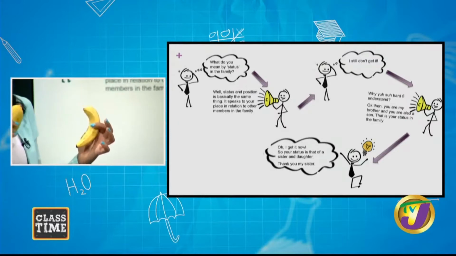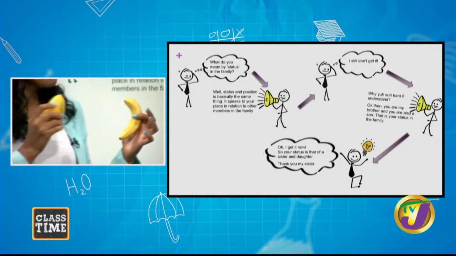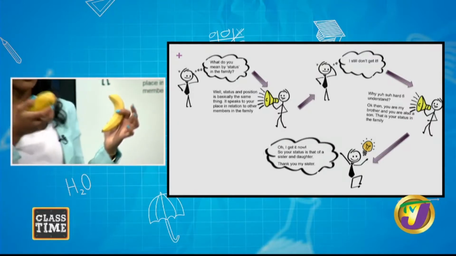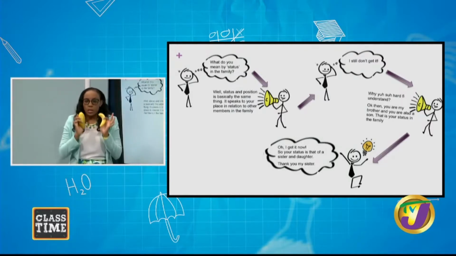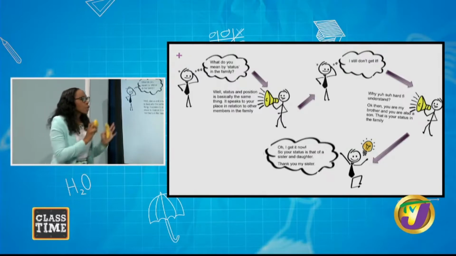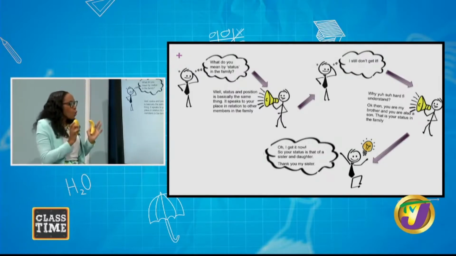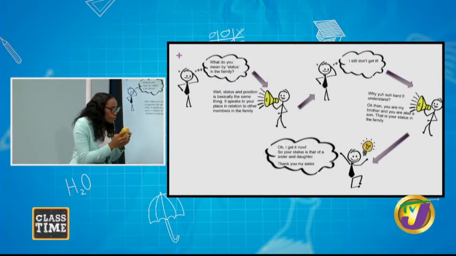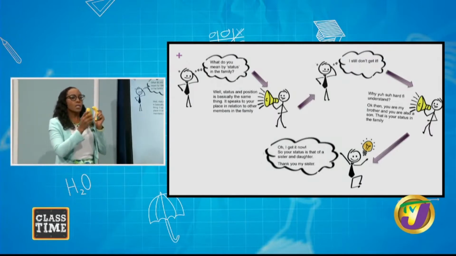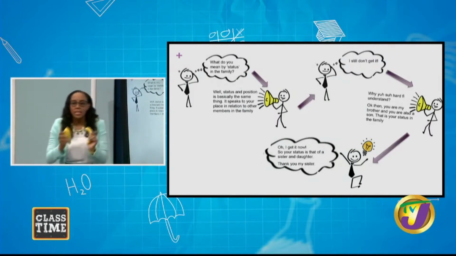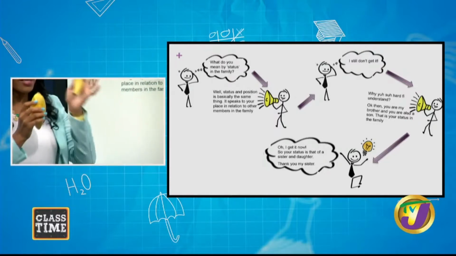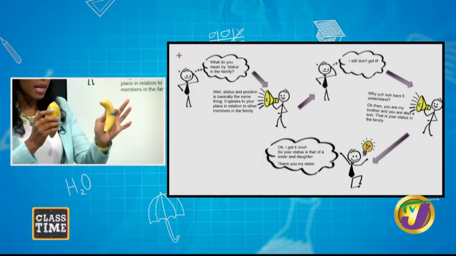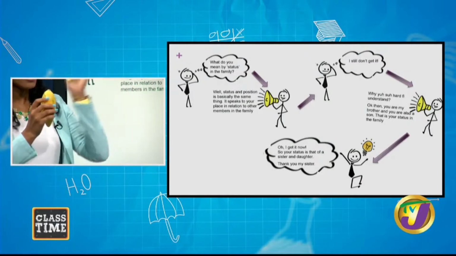Let us go again. So, you are my brother and you are also a son. That is your status in the family. So, you are a brother and you are a son. That means you have a status as a brother and as a son.